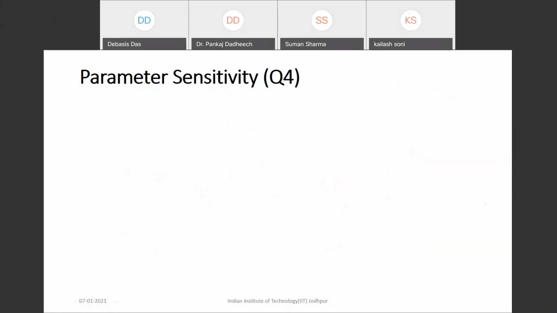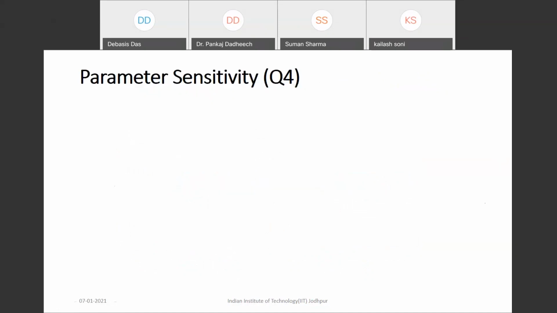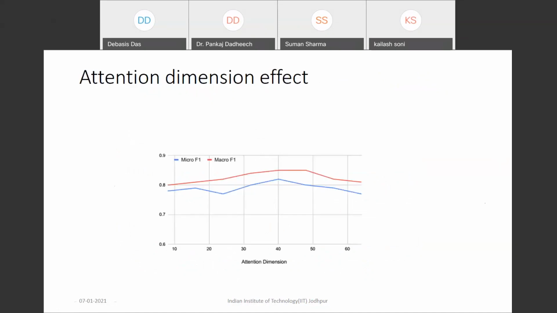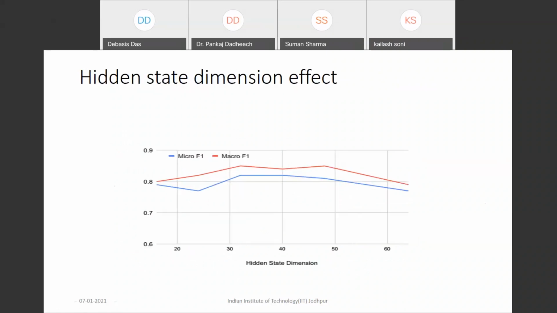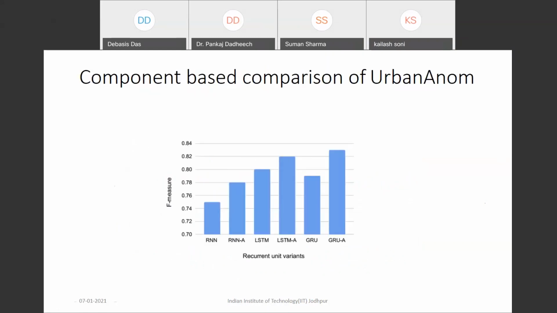Then parameter sensitivity. If we check the macro and micro measures, in this case too our performance is better compared to all the existing schemes.